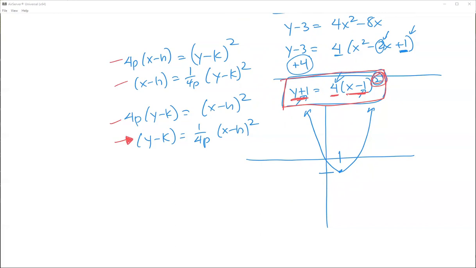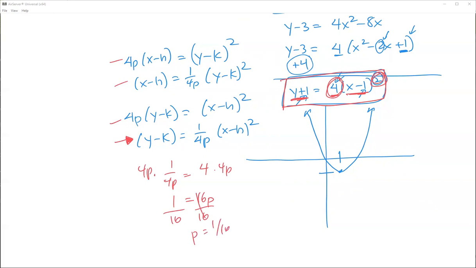Okay. Now, why is that important? Because we have to know what to do with this 4. It's 1/4p is equal to 4, right? So you multiply both sides by 4p, you get 1 equals 16p. You divide by 16, so p is equal to 1/16.